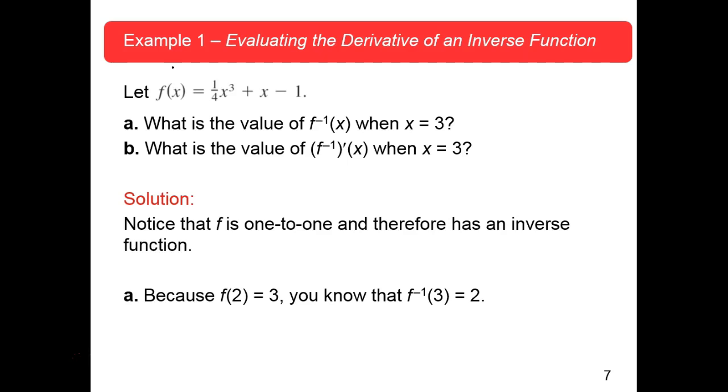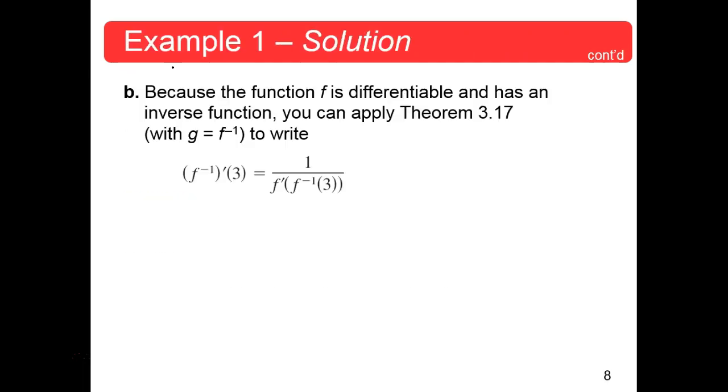Okay? Now, what is the value of f prime of x when x is equal to 3? Okay, I'm just going to let them show you how to do this. That's what we just did on that second theorem. Because the function is differentiable and has an inverse function, you can apply that theorem to it with g equal f inverse. So f inverse prime of 3 would be 1 over f prime of f inverse of 3.